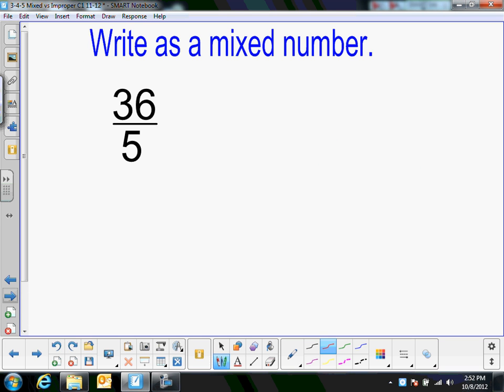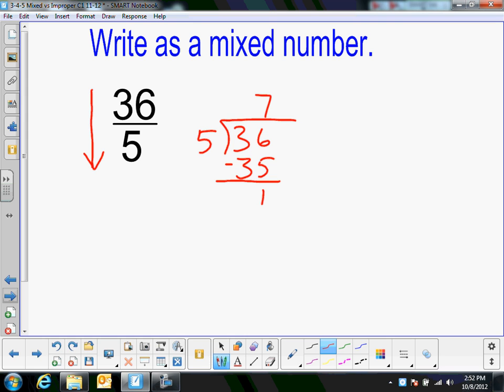Now let me show you a couple examples going the other way. Here I have an improper fraction, and now I have to change it over to a mixed number. The way that this works is you use division. This reads top down, 36 divided by 5. So I'm going to write 36 divided by 5. 5 goes into 3, it doesn't go in. 5 goes into 36 7 times. 7 times 5 is 35. I subtract. 6 minus 5 is 1. 3 minus 3 is 0, so the remainder is 1.